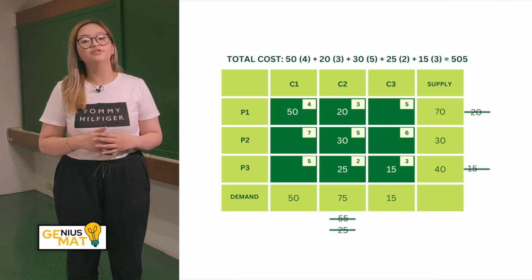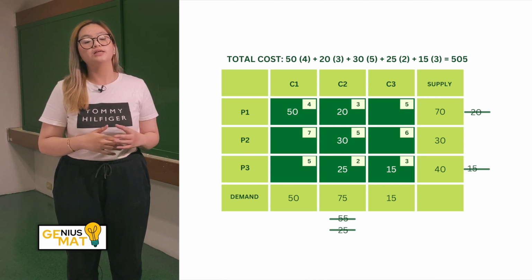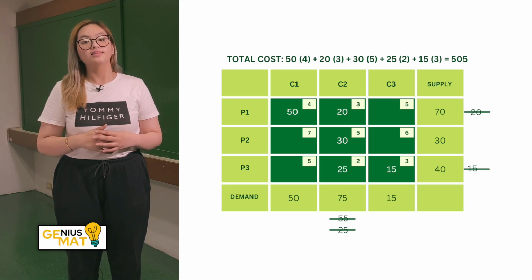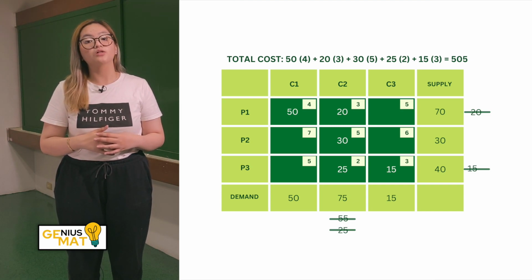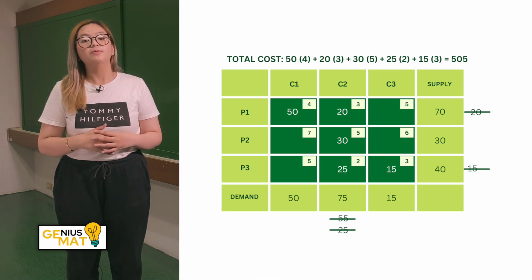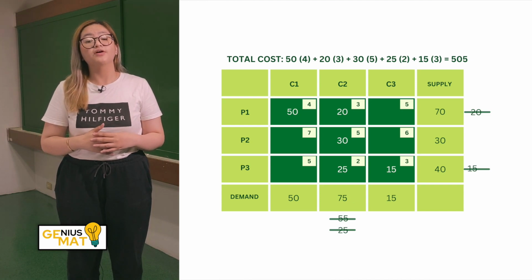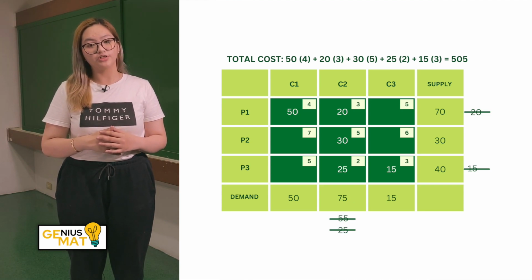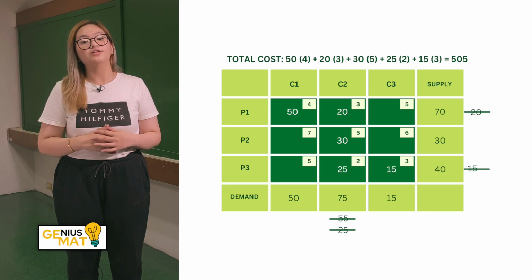P1C1 will have 50 supplies, P1C2 will have 20 supplies, P2C2 will have 30, P3C2 will have 25, and P3C3 will have 15. Next, we should compute for the total cost. 50 times 4 plus 20 times 3 plus 30 times 5 plus 25 times 2 plus 15 times 3 is equal to 505. Initial solution.